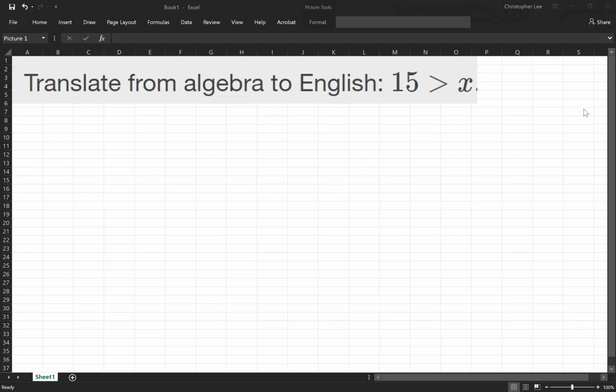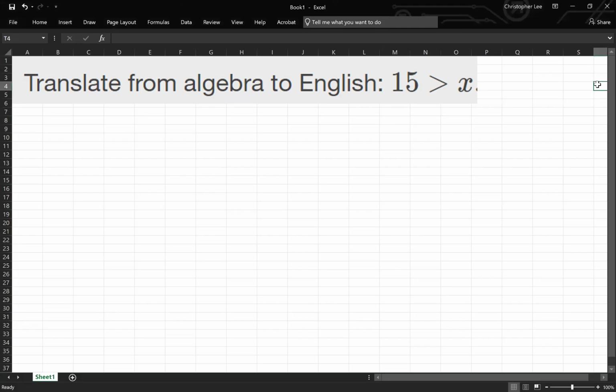So this is saying that they want me to translate this from algebra to English. So somebody read this part for me. What is that? Greater than. Read it from left to right. Just this part right here. I think it's 15 is greater than X. All right, I'll take it.